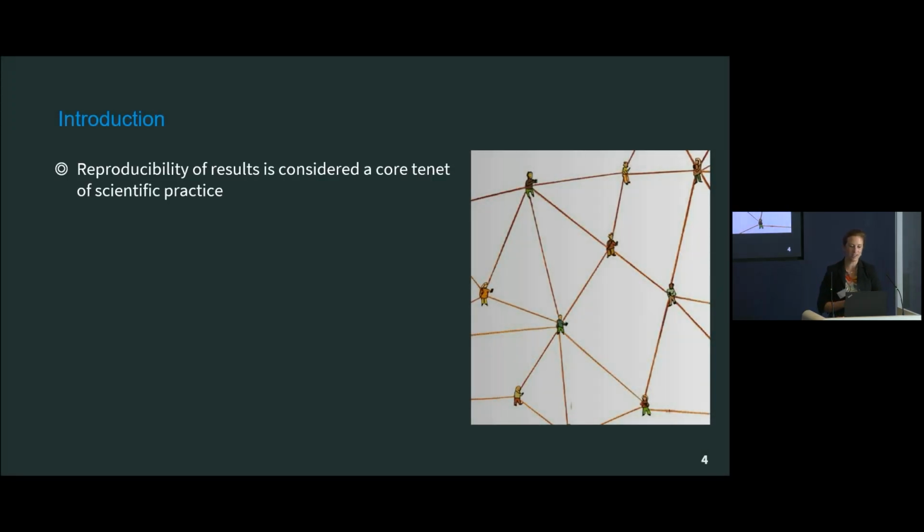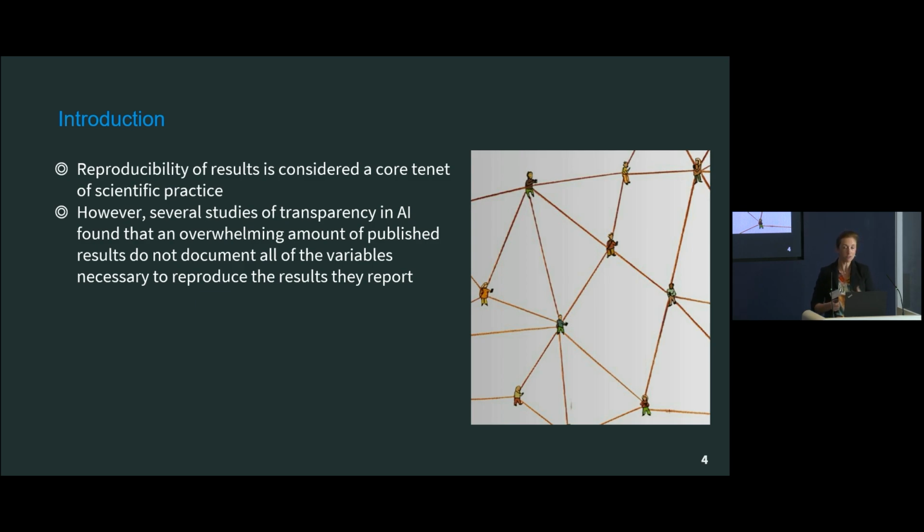So as an introduction, as Chris said, reproducibility of results is a core tenet of scientific practice, and I feel that in machine learning we forget that a lot. In recent years, several studies have looked at transparency and reproducibility in AI, and found that the overwhelming majority of published results don't provide enough information to reproduce the results they report. There's always something missing, either a random seed, the code, the data, or the model weights. Something is always missing in order to really have reproducibility.